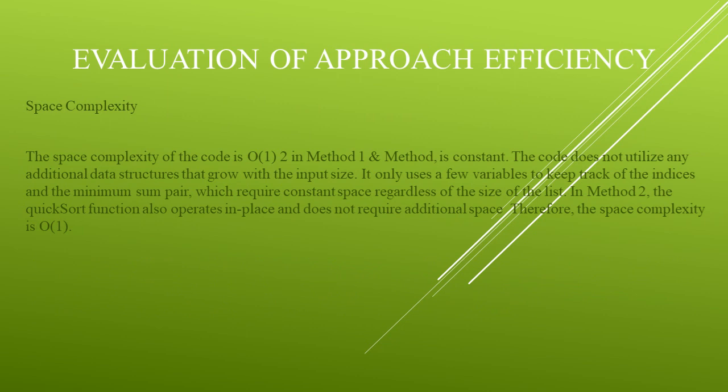Evaluation of approach efficiency, space complexity. The space complexity of the code in method 1 and method 2 is constant. The code does not utilize any additional data structure that grows with the input size. It only uses a few variables to keep track of the indices and minimum sum pair, which require constant space regardless of the size of the list. In method 2, the quicksort function also operates in place and does not require additional space. Therefore, the space complexity is O(1).